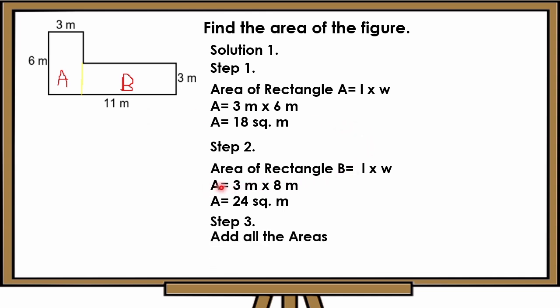Area is equals to 3 meters times 8 meters. So, 3 times 8 is equals to 24 square meters. And then the last step is step 3. Let us add all the areas. 18 square meters plus 24 square meters is equals to 42 square meters.